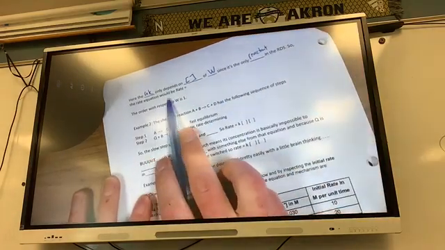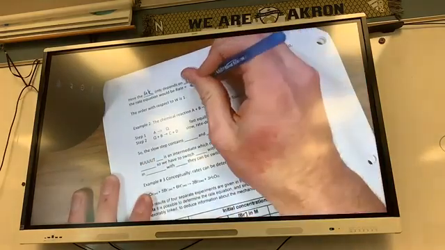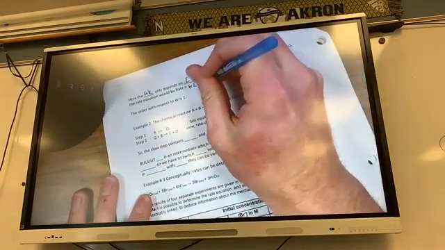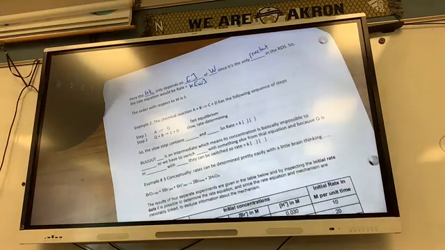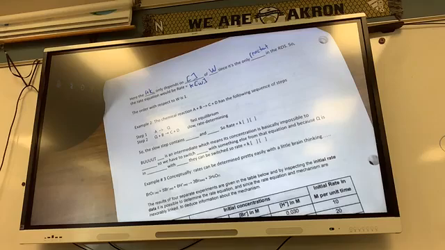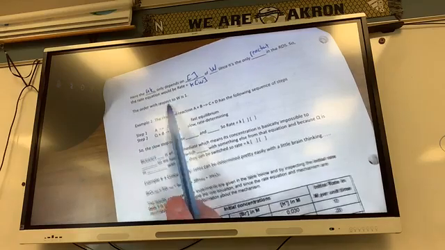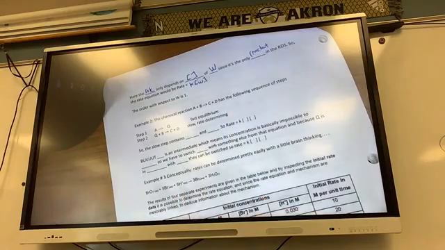So the rate equation would be rate equals k times the concentration of W. And k is a constant. Same k. So the order with respect to W is 1, because it's just 1. Example 2. See, these arrows worked.